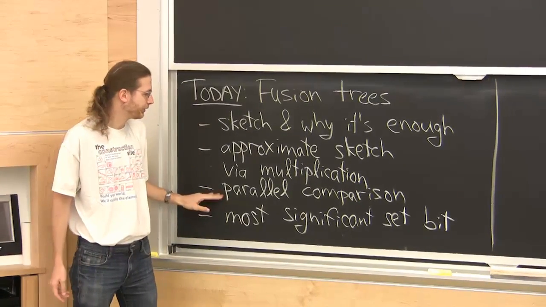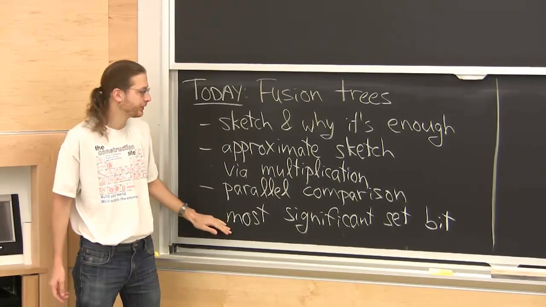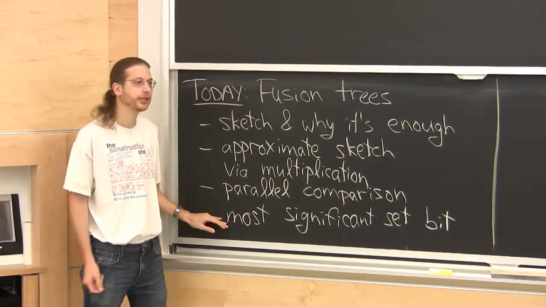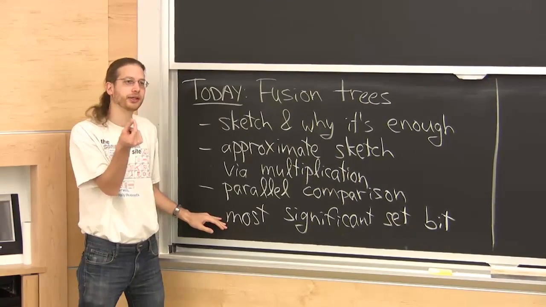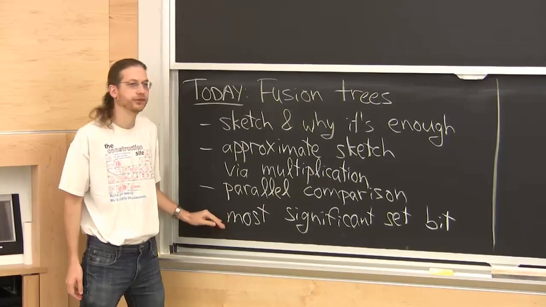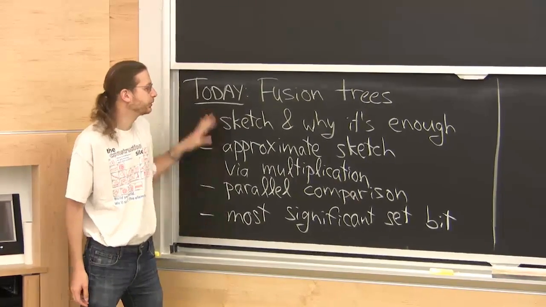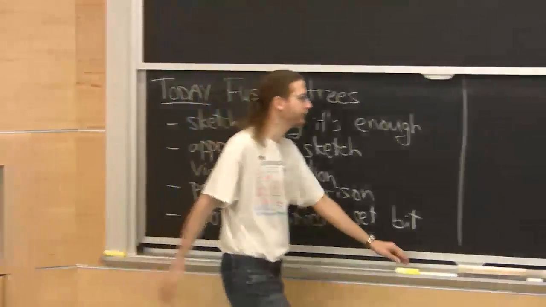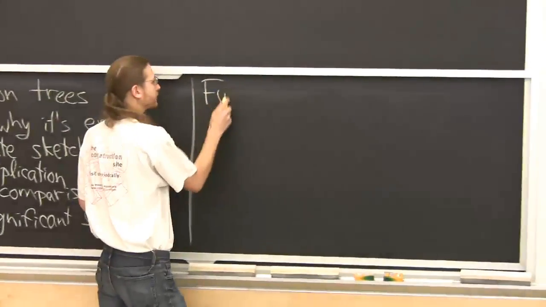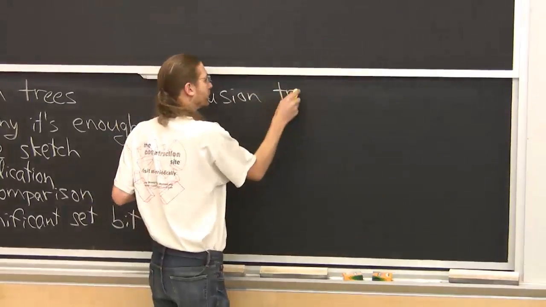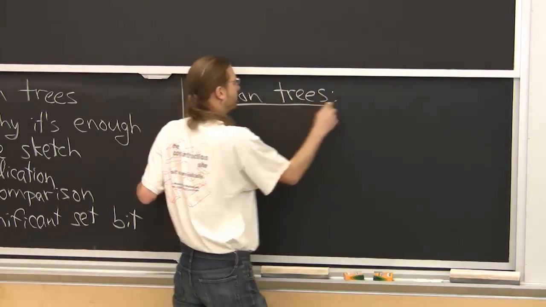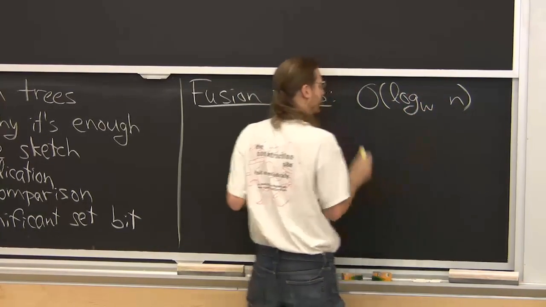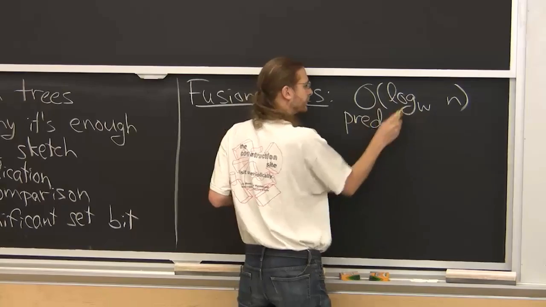It's parallel comparison. And then a particularly nifty thing, which is new this time, I haven't covered it before, is how to compute the leftmost 1 bit in a W-bit integer in constant time. All very cool. And so we're going to combine all these techniques and get fusion trees. What do fusion trees give us in the end? Basically, the goal is to get log base W of n predecessor and successor.